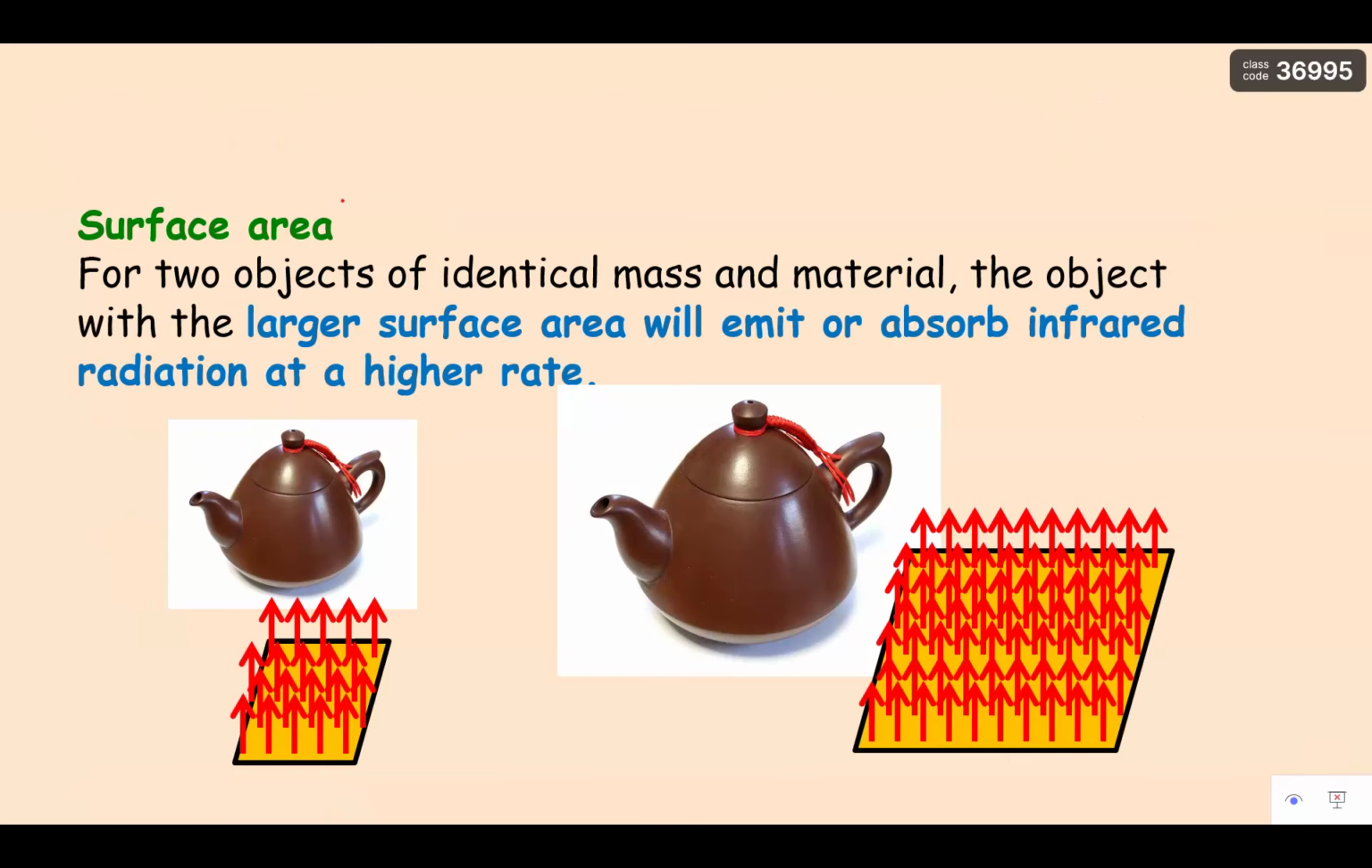Okay, next factor is the surface area. If I have a small pot and a big pot, obviously the big pot will lose thermal energy faster. If I have a small area, only this area is going to emit infrared radiation. But if I have a bigger area, then all the areas will be able to emit a greater amount of infrared radiation. So a larger surface area will emit more, and it will also absorb infrared radiation faster as well.